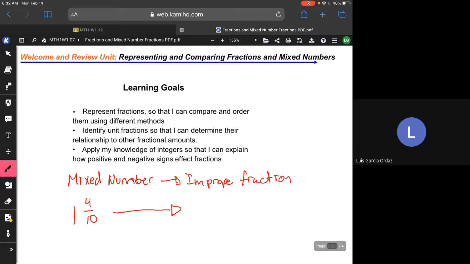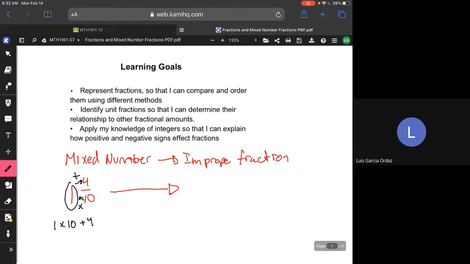You basically multiply 1 by the bottom number of the fraction. Yep. So what you're going to do is multiply your denominator by this whole number here. Then whatever you get from that multiplication, you have to add the numerator. So for example, you do 1 times 10 plus 4. So what would that give me? 14. So my improper fraction becomes 14 over 10.